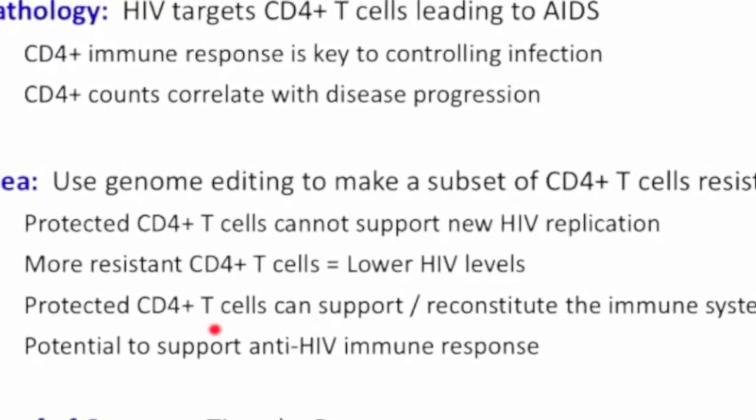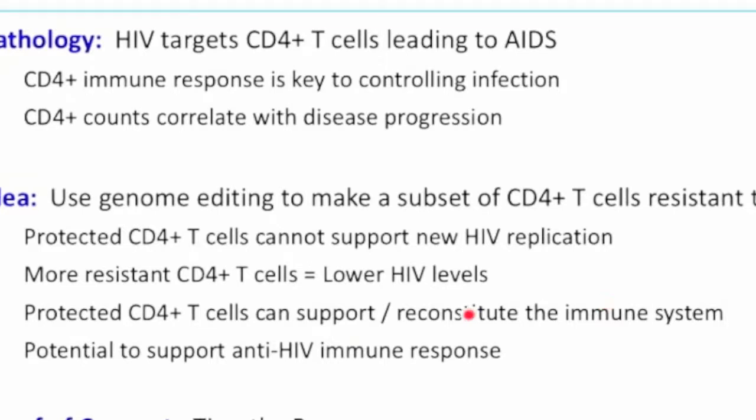The protected CD4 T cells can also support or even reconstitute the immune system. So because HIV is no longer removing these cells, they are permanent or persistent and can allow the immune system to recover to support immunological responses to infection. And in that process, we have the potential to support an anti-HIV immune response. So in other words, these protected CD4 T cells can not only in general help the immune system, but more specifically could support the immune system's ability to recognize and ultimately eliminate cells that are infected with HIV.